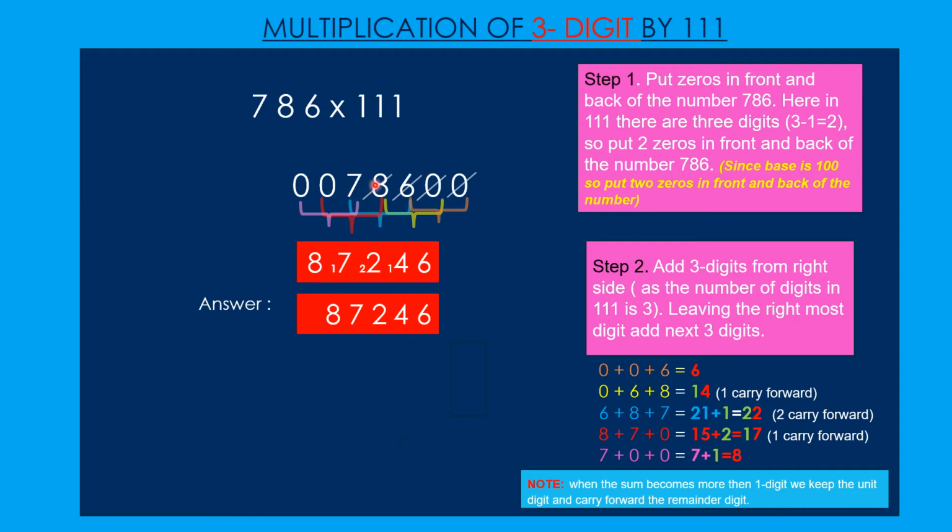Then you leave the 8. The next 3 digits you add are 7 plus 0, which is 7. But to 7 you add what? The 1 carried forward. You get 8. So this is your 87,246, your final answer. So you have to remember that when the sum becomes more than 1 digit, we keep the unit digit and carry forward the remainder digit.